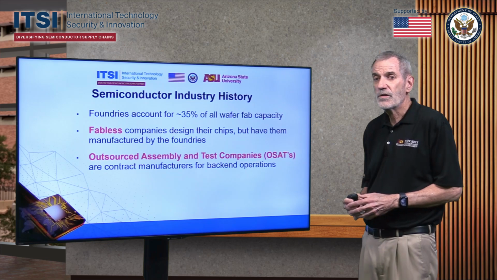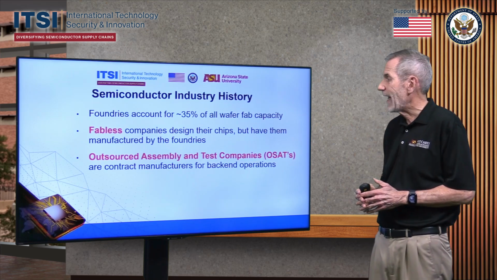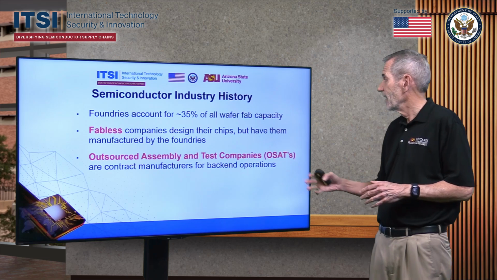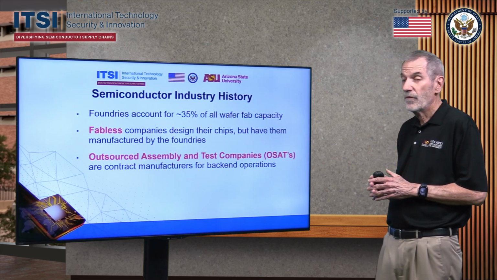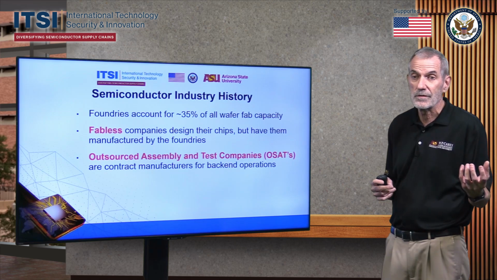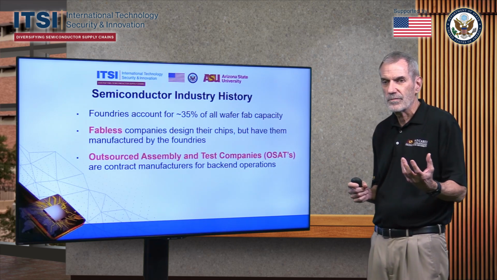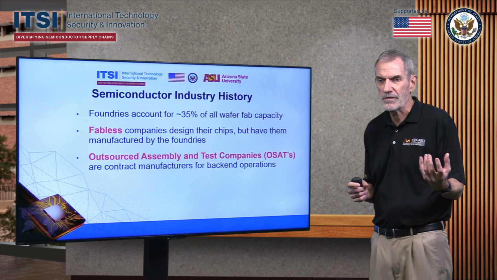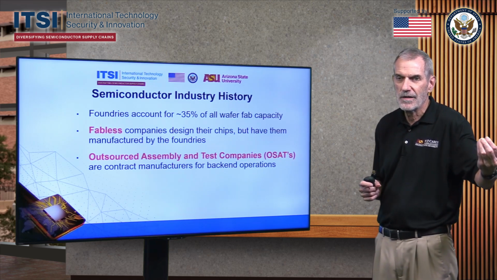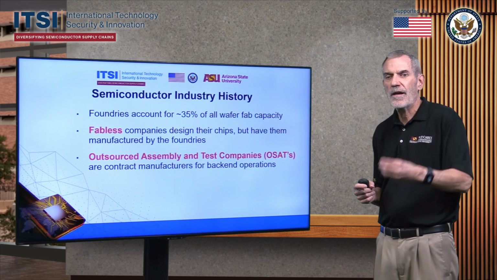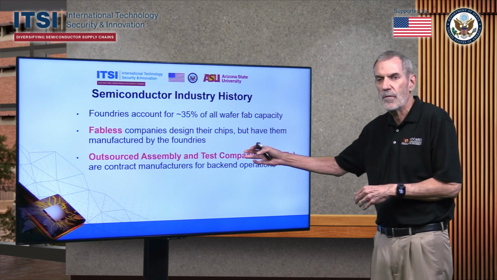So we also have to talk about what happens on assembly and test. Well, there's something called outsourced assembly and test companies, OSATs, and those are contract manufacturers but for the back-end operations. So a company that's a fabless company, for instance, Apple is a fabless company. They design their own chips. They have them made by TSMC, and then they have to be put into a package and tested by another company, and that would be by an OSAT.